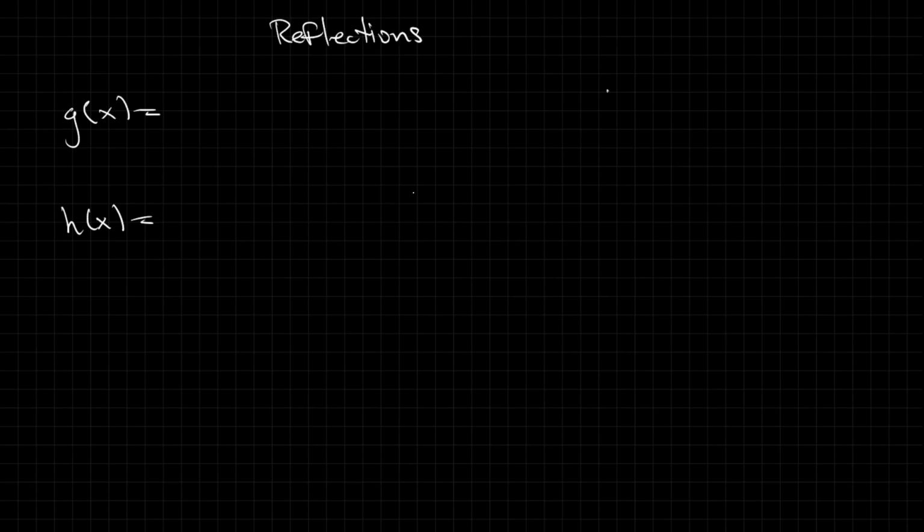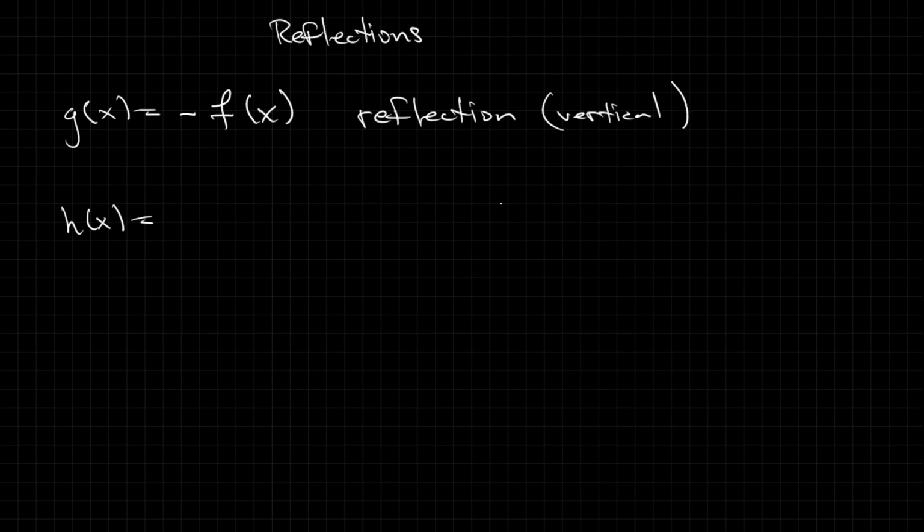Let's talk about the transformations which result in reflections. So if you take f and you apply a negative sign on the outside, then this will result in a reflection. And now remember that piece of advice that I said. Any changes that happen on the outside of the parentheses are going to affect the graph of the function vertically. So this is going to be a vertical reflection, and it'll be about the x-axis.